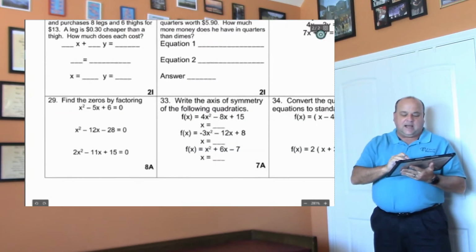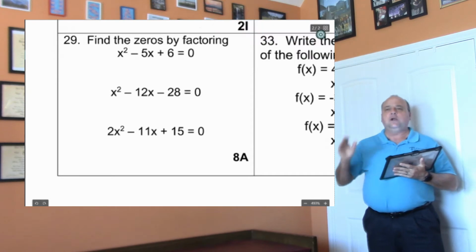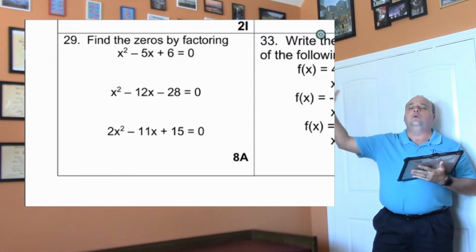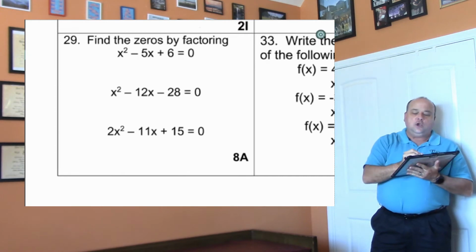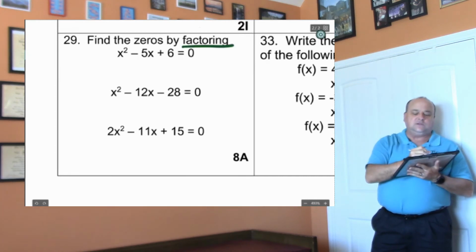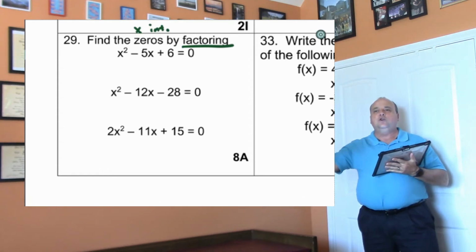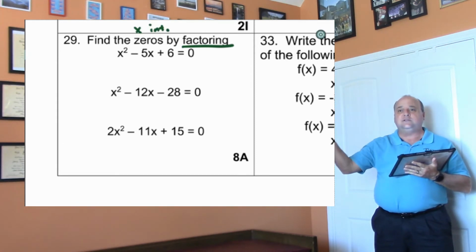Now then, let's go to the last page. Okay, we're going to do the very bottom. We haven't done a lot of this yet. This is what you will do in the next unit. You factor to find the zeros. The zeros are the x-intercepts, right? The easiest way to do this, if you didn't have a calculator, is to factor.